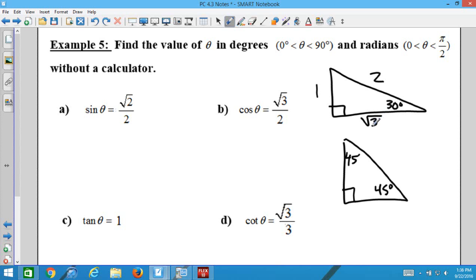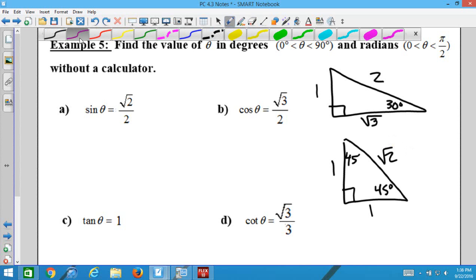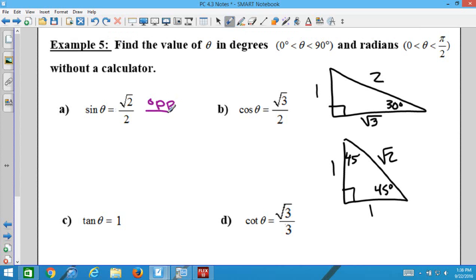For the 45, 45, 90, we've got 2 sides that are exactly the same. They're the smallest side. 1. Hypotenuse, square root of 2. There's only 2 different sides on this one. So we're going to look at the sine of theta is equal to square root of 2 over 2. So this is saying we need to find theta. We need to find which degrees is the sine, square root of 2 over 2. Remember, the sine is opposite over hypotenuse. I don't really even have to think that much. There's only one triangle that has square root of 2.